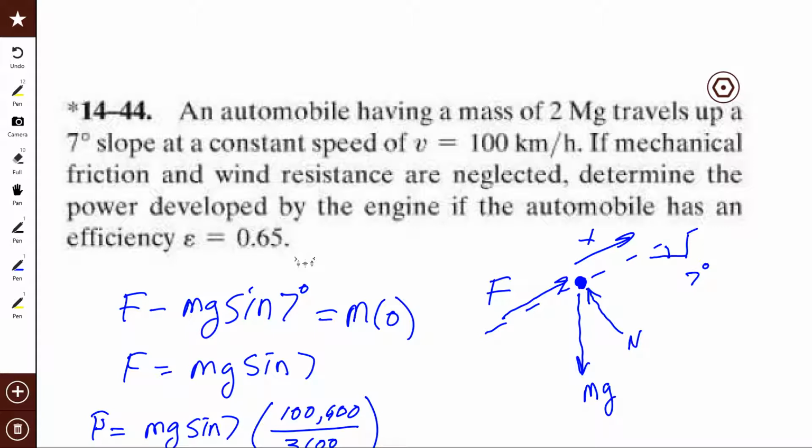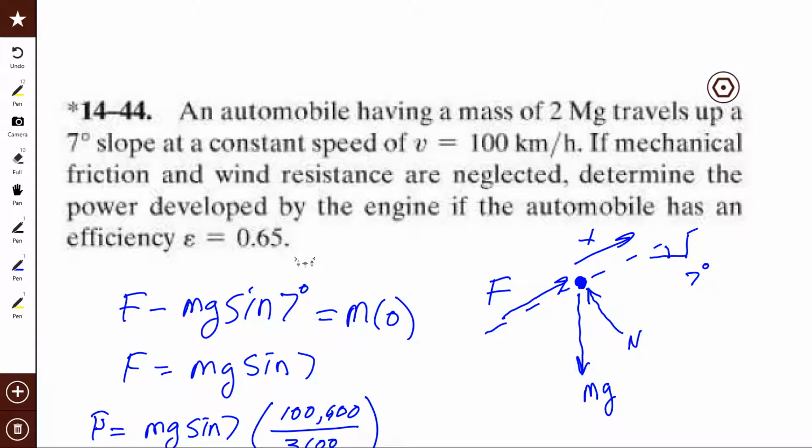Got it? All right, so how do you know it's a power problem? Not because I gave you an efficiency, because I think I'll do that on every single problem on the final. Because it says, what's the power? That's why you use power, because you want to know the power. That's the only reason. Questions?